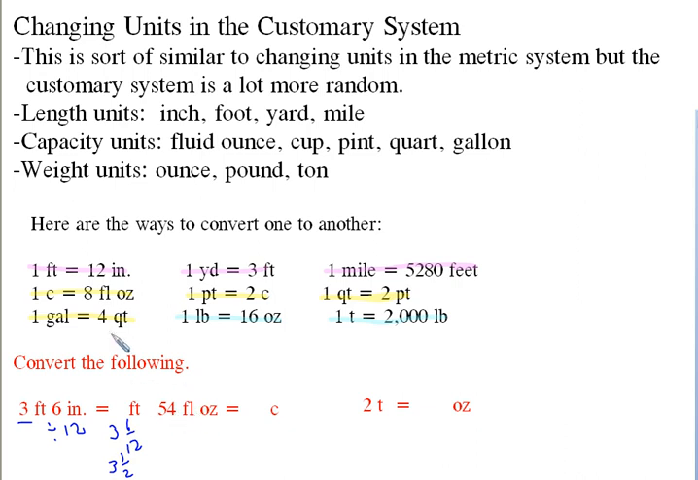I need to remember, one of the important things to remember is to say, okay, is it multiplying or dividing? Well, I'm changing from something smaller here to something bigger, cups. So if that's the case, I'm going to be dividing. So I'm going to divide 54 by 8. When I do that, I'm going to end up with, let's see here, 54 divided by 8. That's going to be 48. 8 goes into 48 6 times. And then I have 6/8 left over. So I simplify it. It's going to be 6 3/4 cups.